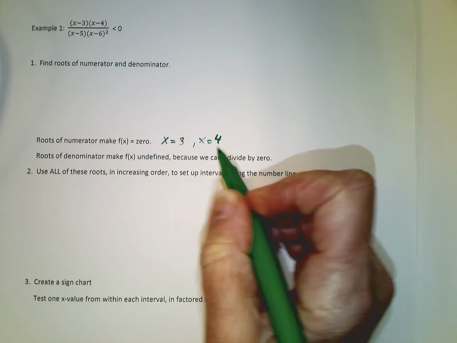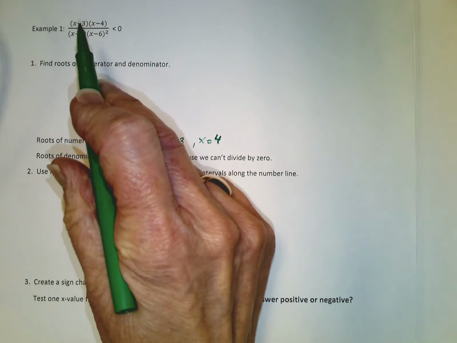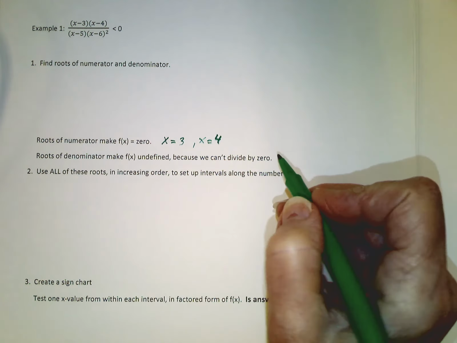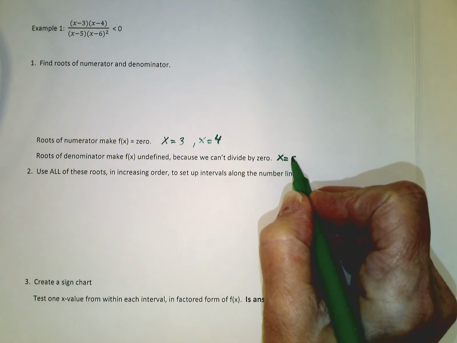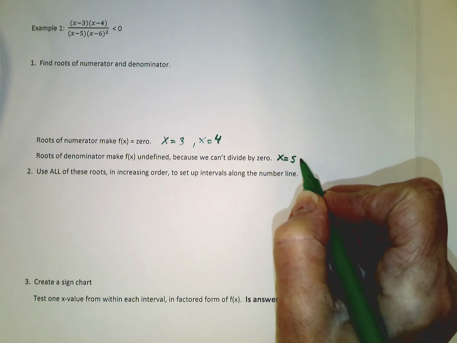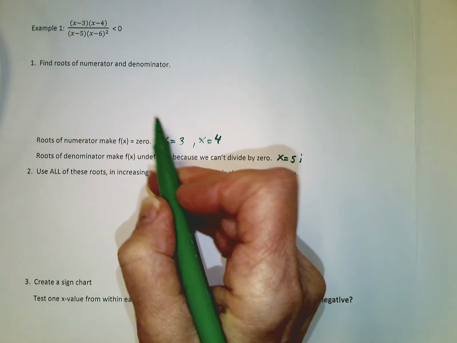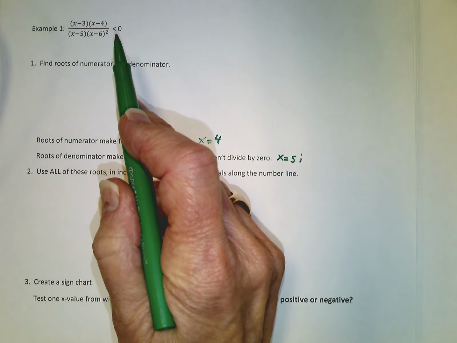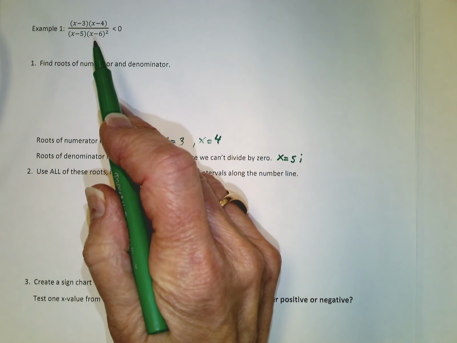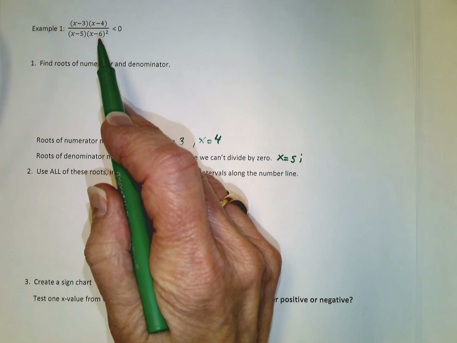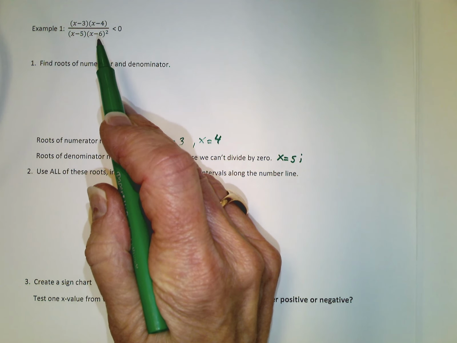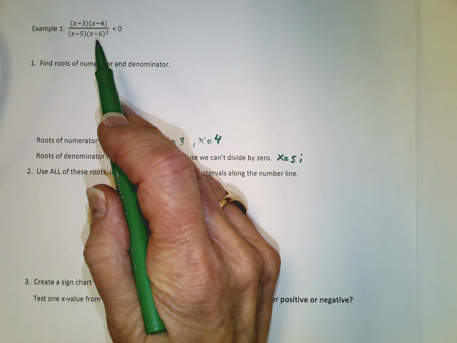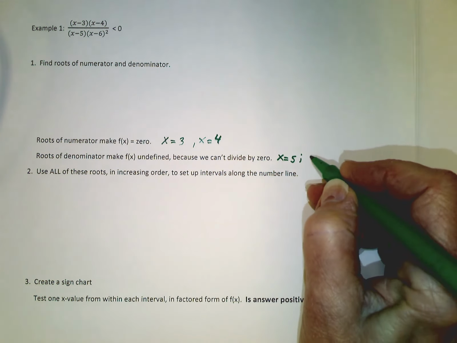For the denominator, they have that also factored. If x minus 5 is a factor, x equals 5 is a root. Now this one is actually x minus 6 times x minus 6. This is a double root. It's a double factor, sorry, so we will have a double root. But for the purposes that we're going to use it, we're only going to count it once.